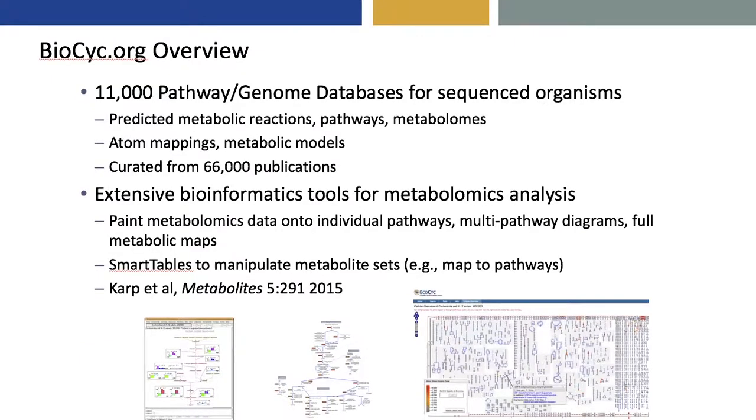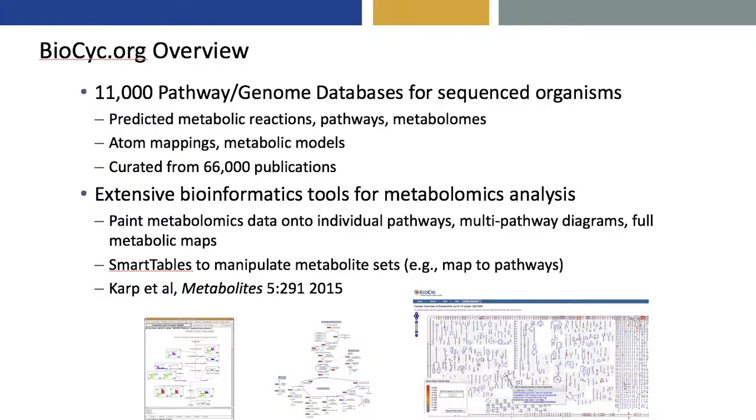I'm going to start out with an overview of both biopsych and Pathway Tools. The Pathway Tools overview will come a little later. Biopsych is a collection of now 11,000 different pathway genome databases for different sequenced organisms. It's mostly microbial, and it consists of predicted metabolic reactions, pathways, and metabolomes, as well as atom mapping information and a few metabolic models. And the information in biopsych has been curated from 66,000 publications.